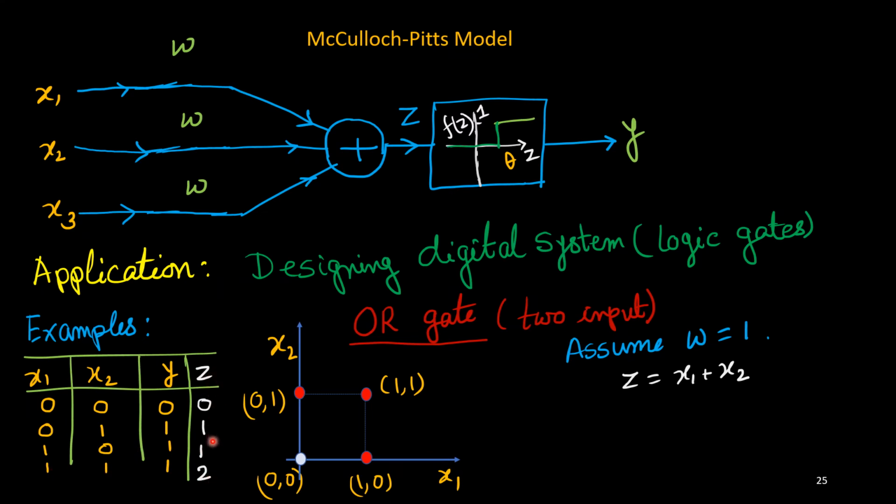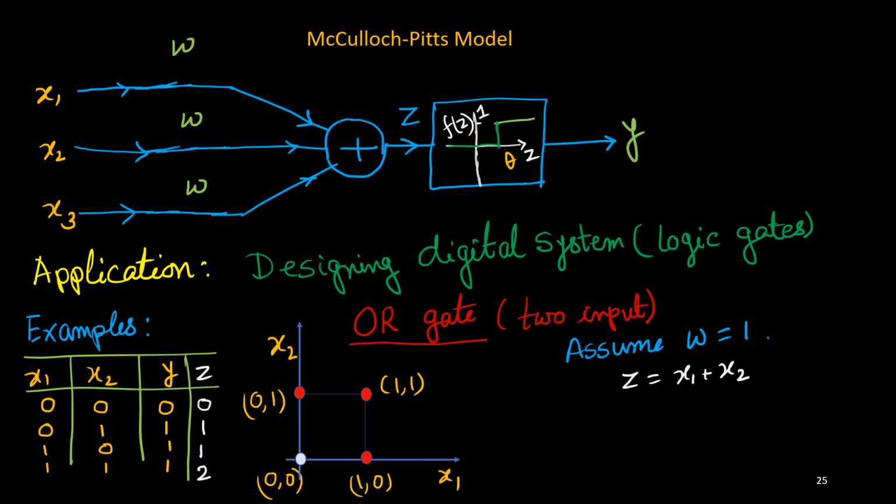Okay. Now this is the output here, but here I want to get binary output y. That should be 0 and 1. And when z equals 0, g equals 0, then y equals 0. And when g equals 1 or 2, then output y should be all ones. So if I consider one threshold value theta equals 1, then it is done.